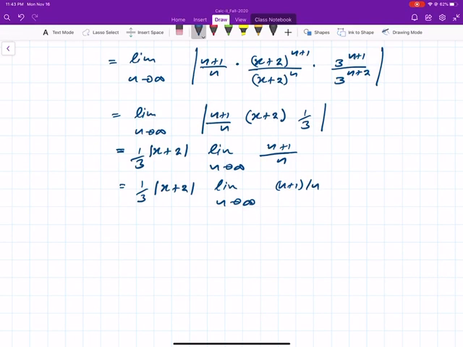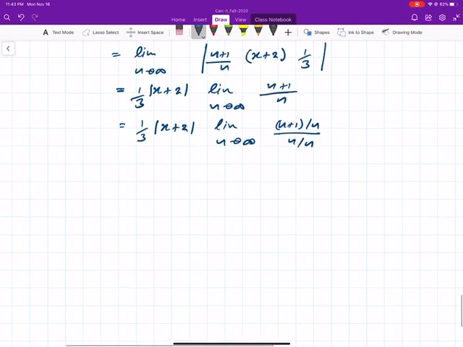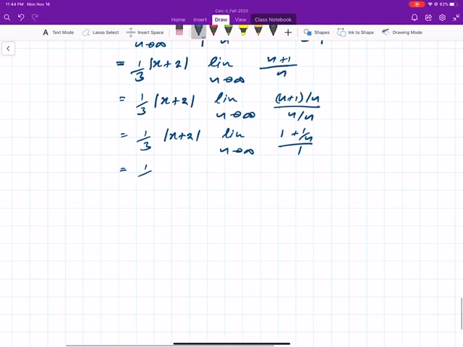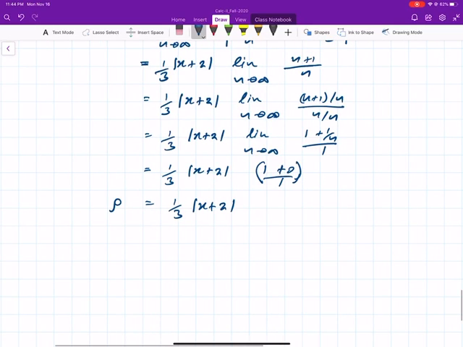So I write n plus 1 divided by n divided by n, and then this is 1/3 absolute value of x plus 2, limit as n goes to infinity. Here this should be 1 plus 1 over n over 1. Alright, so this is equal to 1/3 absolute value of x plus 2, and then when n goes to infinity this is 1 plus 0 over 1. Okay, so this is simply 1/3 absolute value of x plus 2. So this is your rho. Alright, now you found rho.